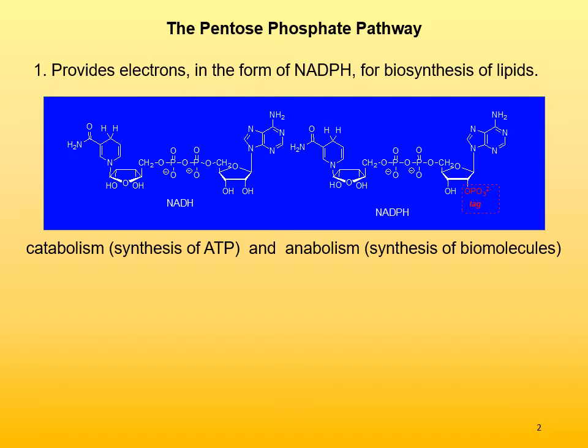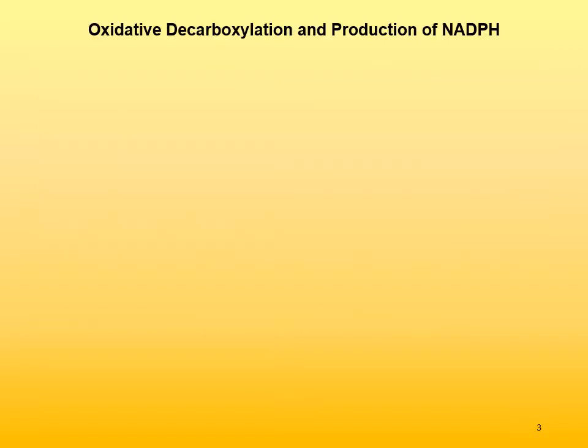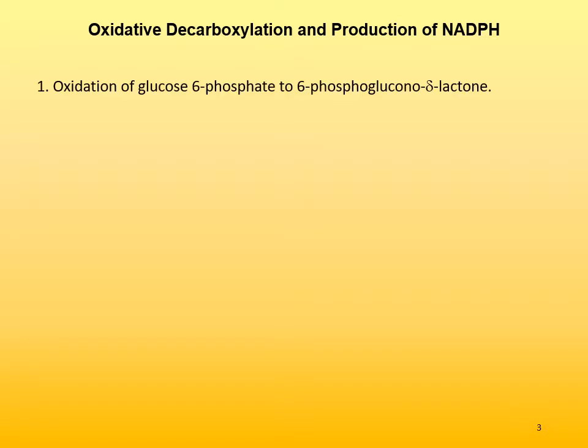Electrons are provided mainly for biosynthesis of lipids, but they are also used for biosynthesis of other molecules, such as 2-deoxyribose that is needed for biosynthesis of nucleotides. And the pentose phosphate pathway also provides ribose for synthesis of nucleotides. The first three reactions of the pentose phosphate pathway are oxidation reactions, and they involve production of NADPH. Remaining reactions are involved in production of various monosaccharides and are not oxidation reactions.